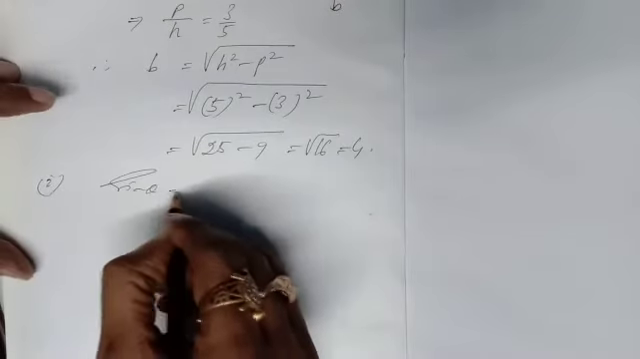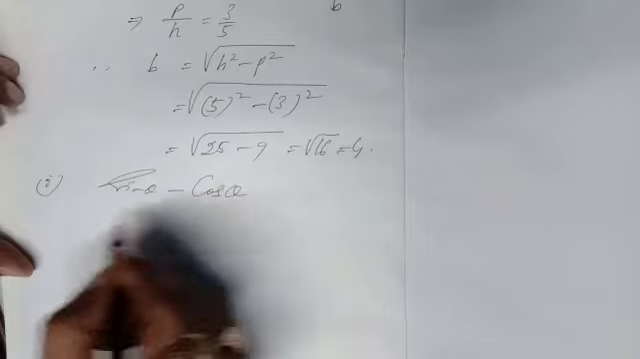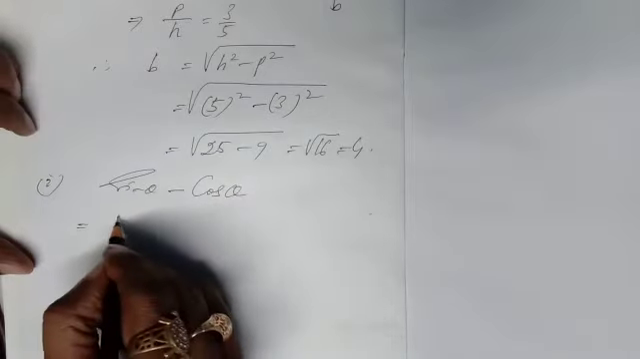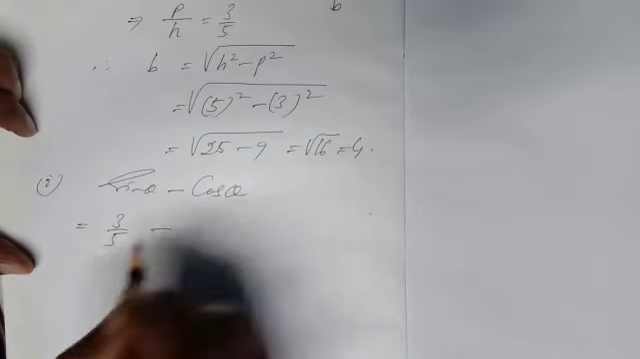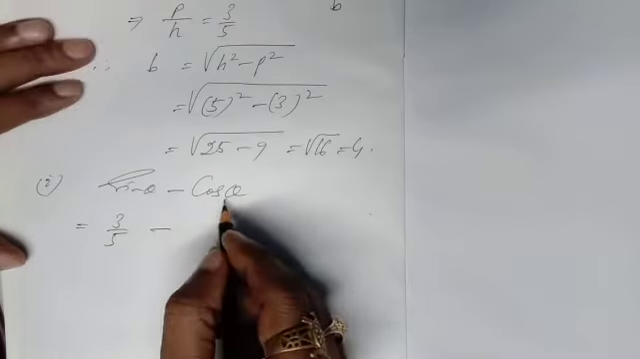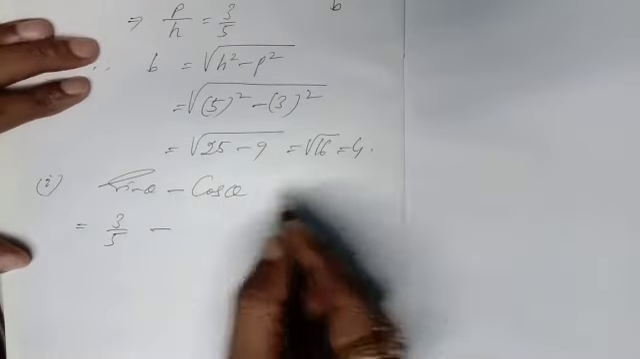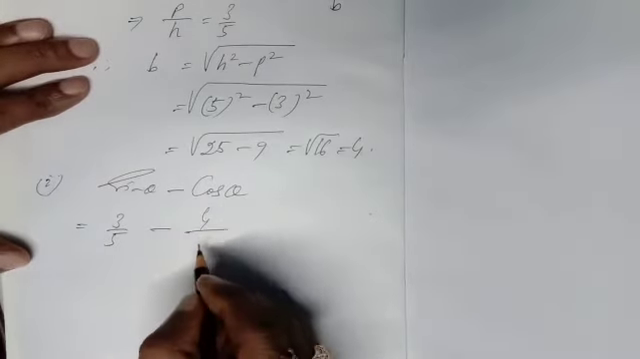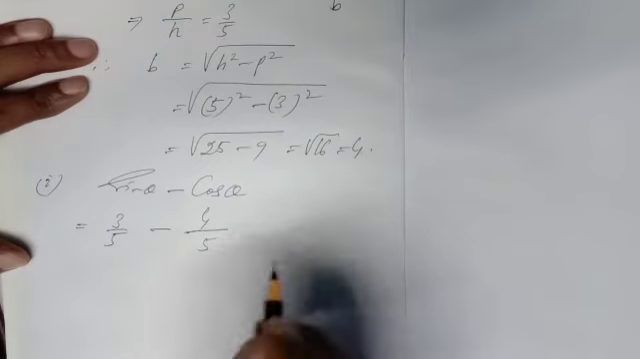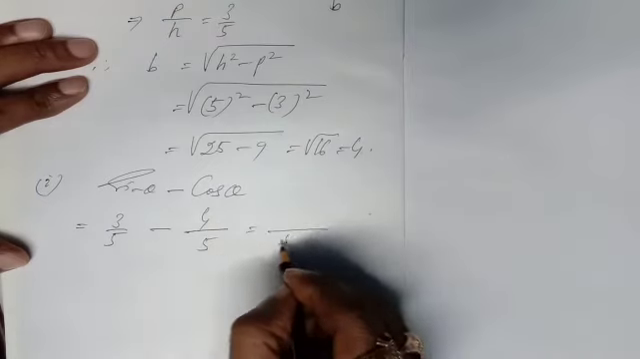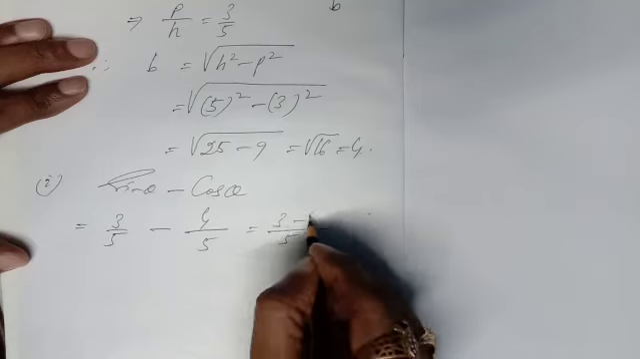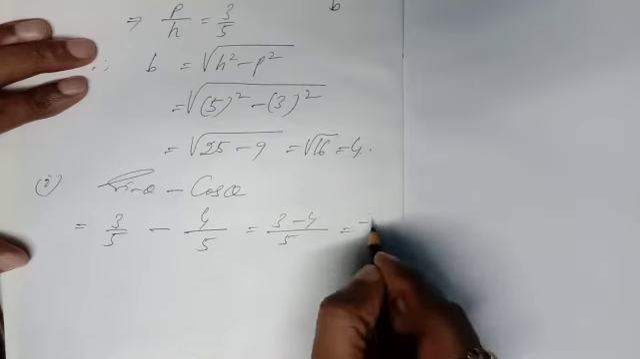theta. Sin theta minus cos theta. Sin theta is already given in the question, that is 3 by 5. What is the formula for cos theta? That is base by hypotenuse. Here base how much you got? 4. Hypotenuse is 5. The LCM will be 5. This is 3 minus 4. Answer coming minus 1 by 5.